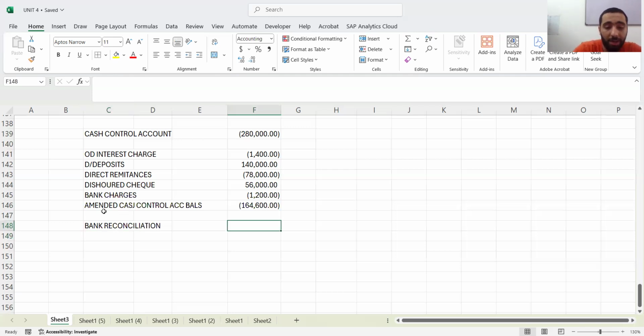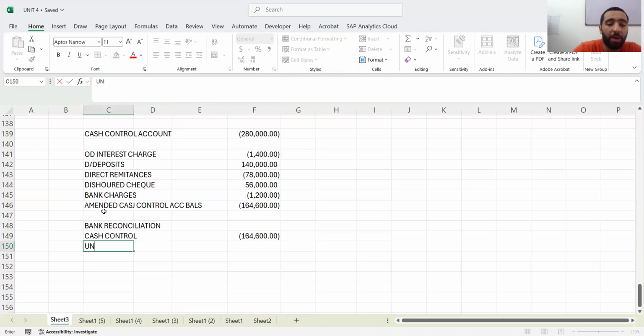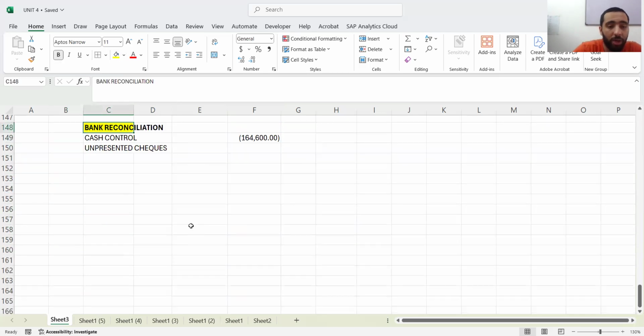Okay, bank reconciliation. Which balance do we have to start with? Can someone please tell me? Cash control, which balance do you need to start with? Always you're going to start with this balance. Okay. And then there are only two adjustments we have not made. What are those two adjustments? Number one is unpresented checks. Let's make these items bold, so that you all can easily see what we are doing.